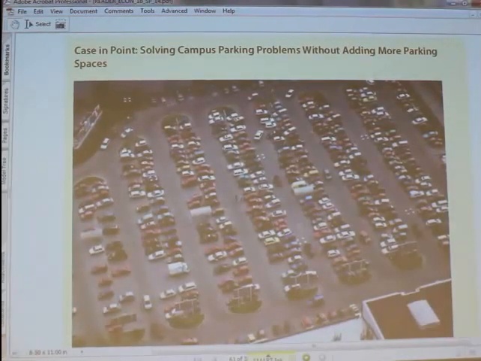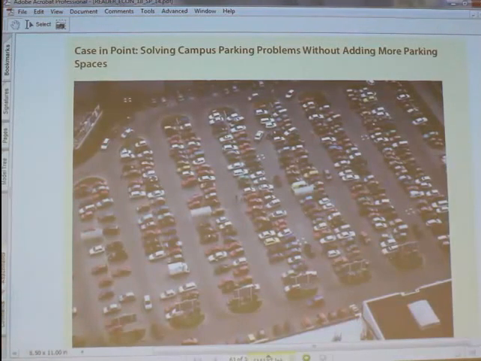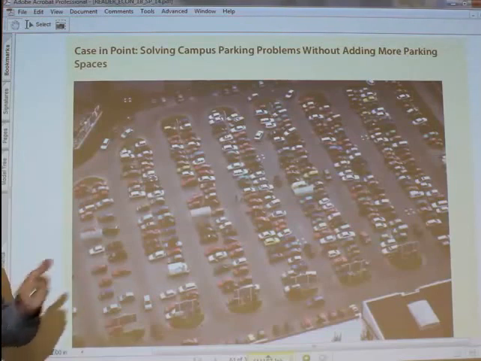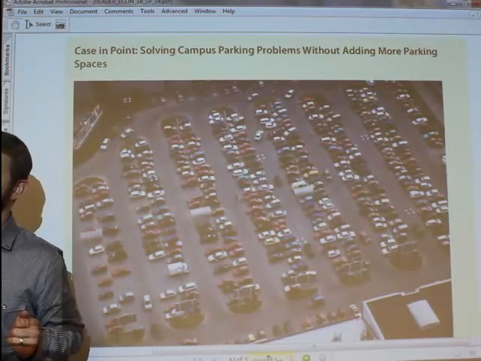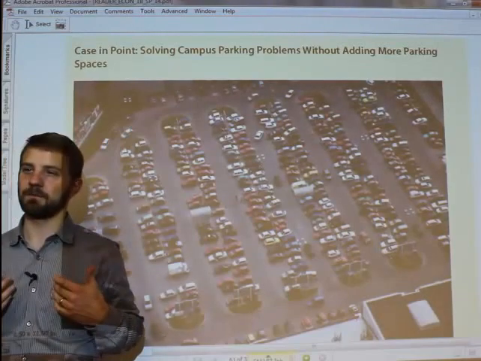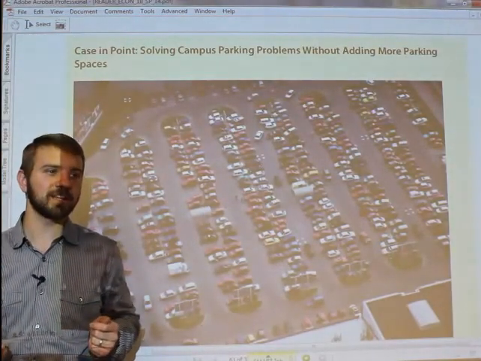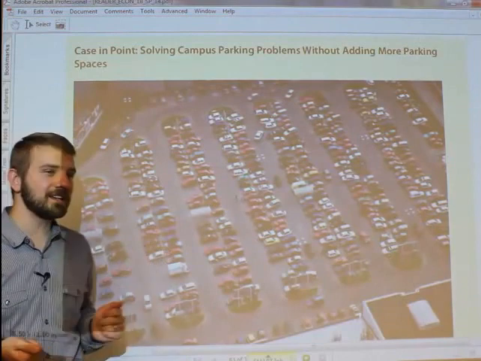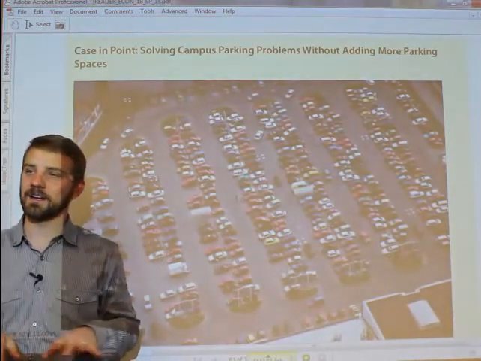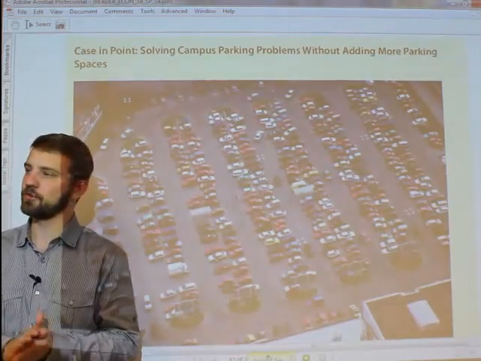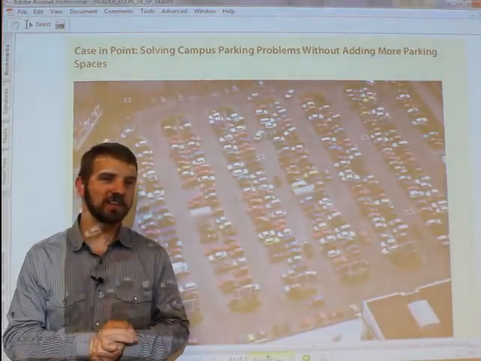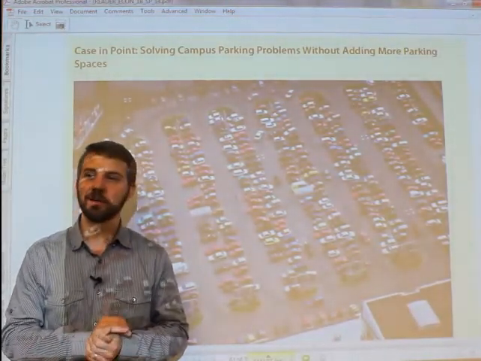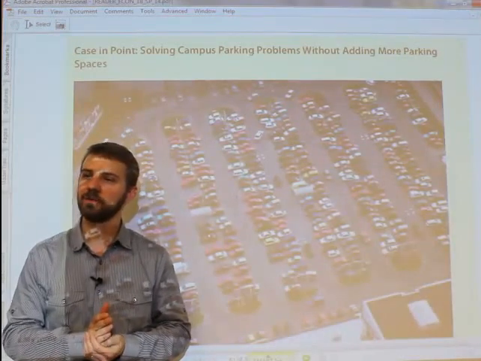All right, lastly, we have a case in point article on campus parking problems. And this is an example that I like very much, in large part because in my research, I do work in transportation economics. And so parking is an interesting problem. Not only on college campuses can it be difficult to find parking spots, but in many cities it's also difficult. For example, if you've been to San Francisco, you know that it's not easy to find parking there.